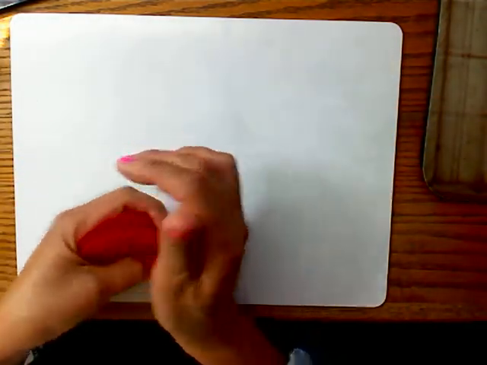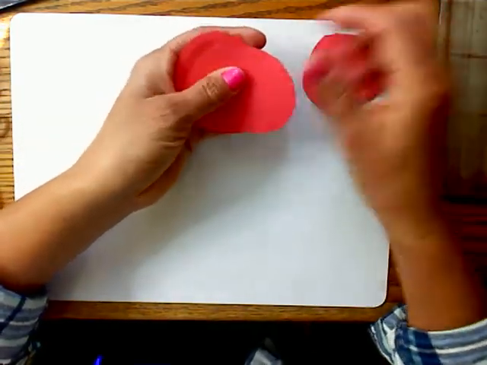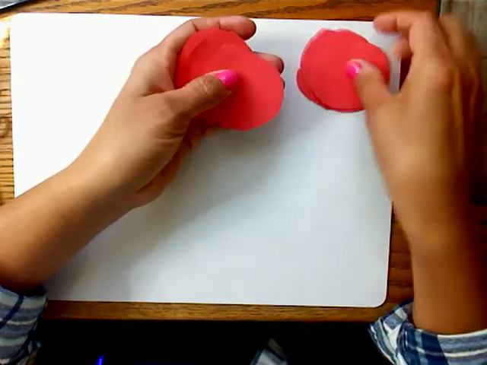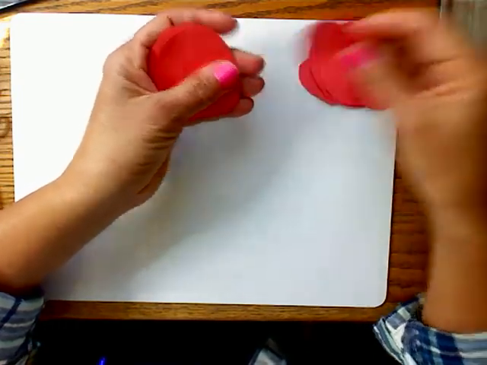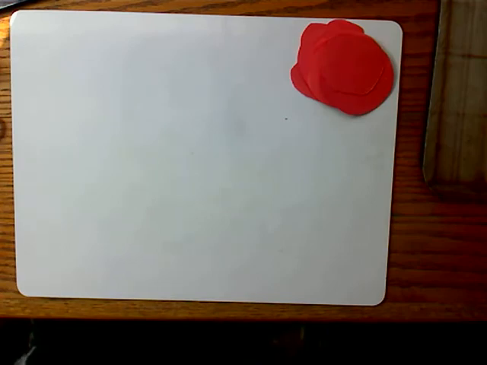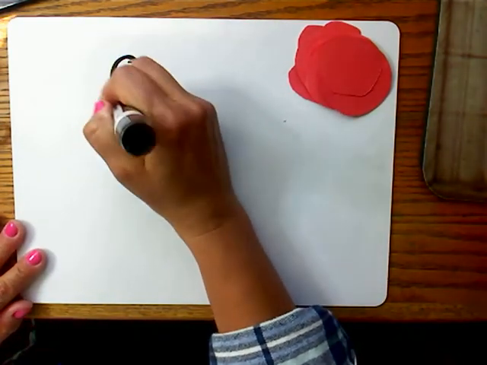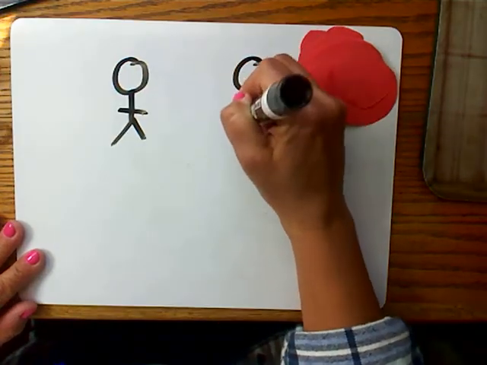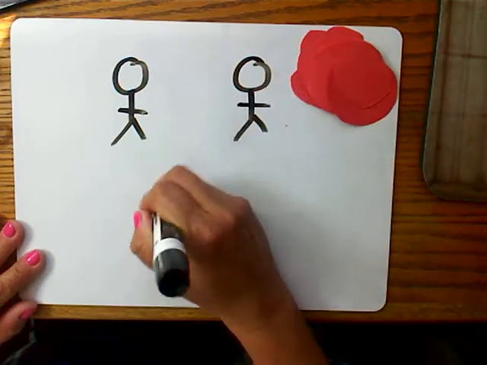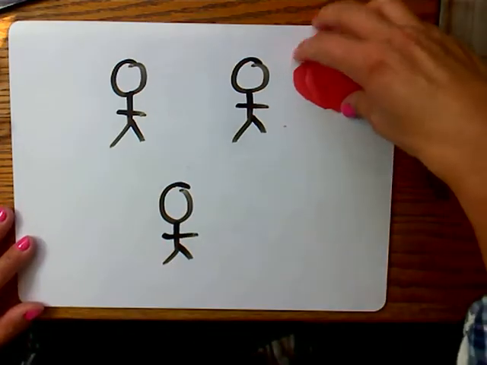Okay, so let's start off with 10 cookies. I've got 1, 2, 3, 4, 5, 6, 7, 8, 9, 10 cookies. And I have 3 people that I'm going to share my cookies with. So I'm going to draw my 3 people right here so I can manipulate my cookies. Okay, I've got 3 people and 10 cookies.